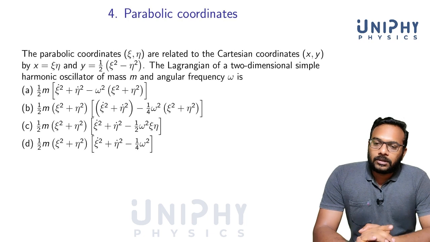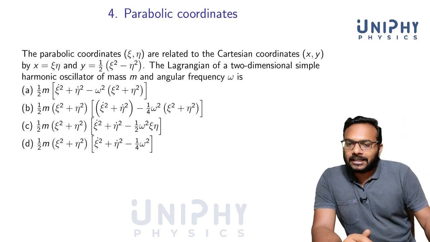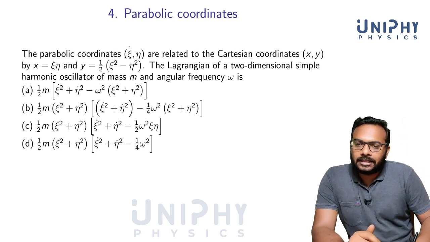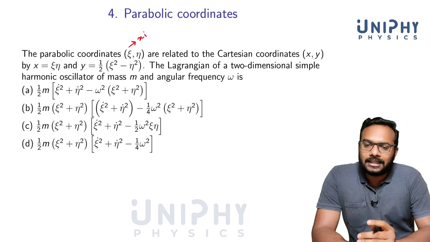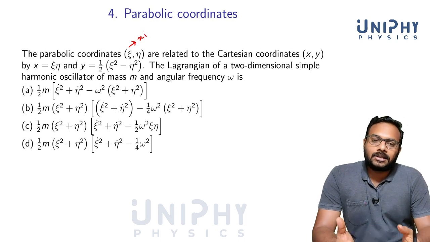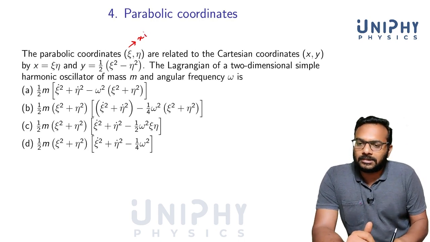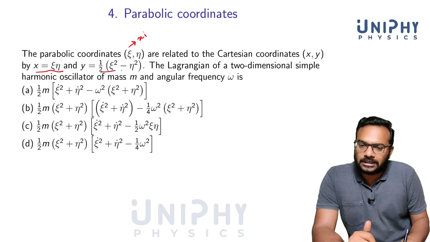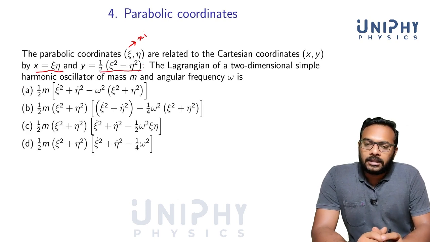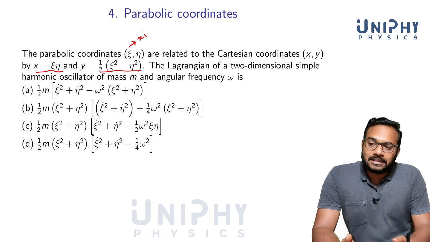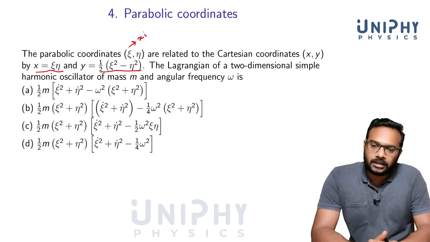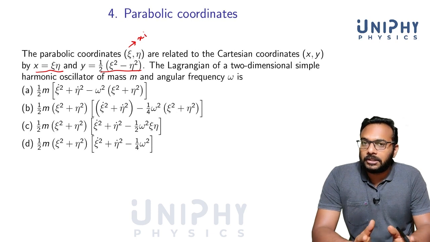The parabolic coordinates xi, Greek letter xi, and eta are related to the Cartesian coordinates. This is a coordinate transformation. They are given a coordinate transformation here. We have the Lagrangian of a two-dimensional simple harmonic oscillator of mass m and angular frequency omega, and we have to find the Lagrangian in the new coordinates.